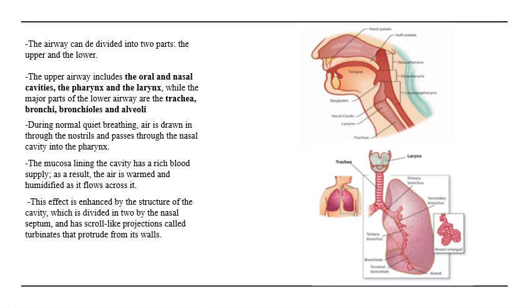During normal quiet breathing, air is drawn in through the nostrils and passes through the nasal cavity into the pharynx. The mucosal lining of the cavity has a rich blood supply. As a result, the air is warmed and humidified as it flows across it. This effect is enhanced by the structure of the cavity, which is divided into two by the nasal septum and has scroll-like projections called turbinates that protrude from its walls.